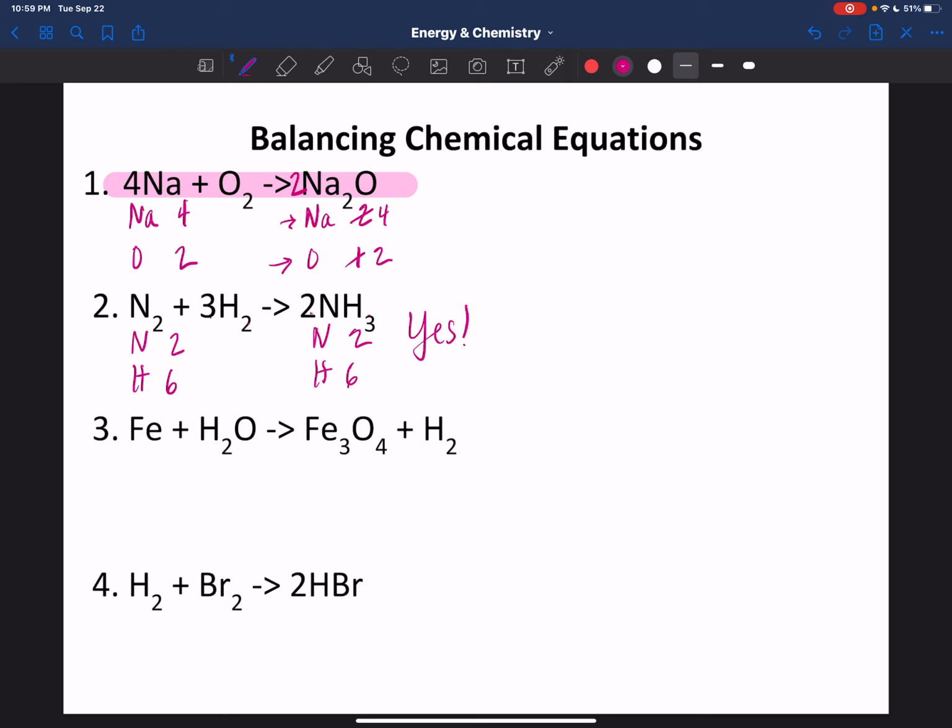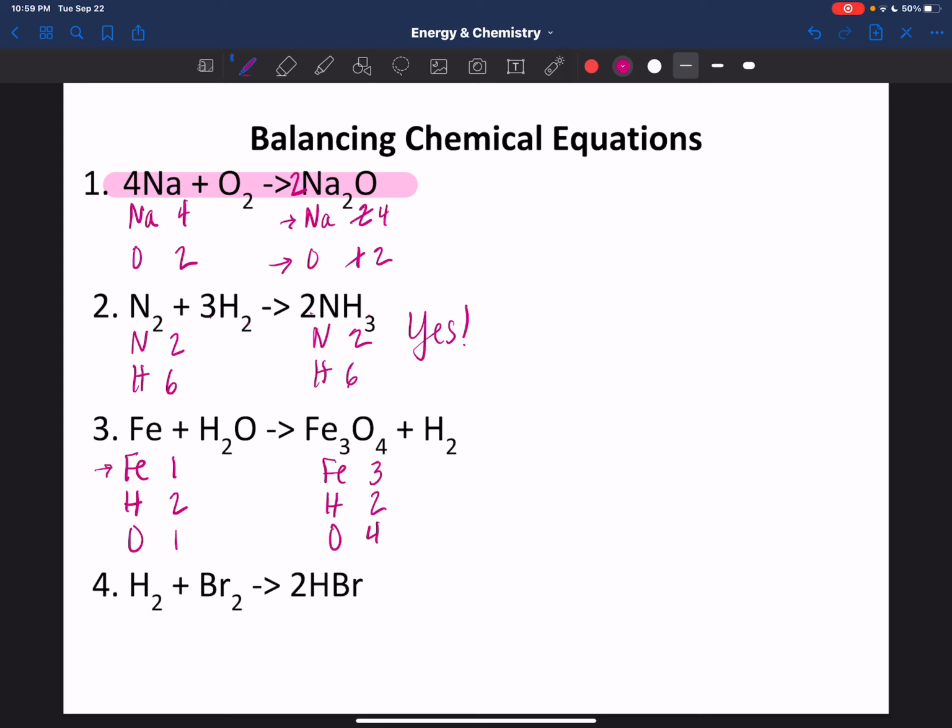And then here, let's list Fe, which is iron, H, O, Fe, H, O. I try to keep them lined up the same, even if they're not necessarily in the same order in the equation. So iron on this side I have 1, hydrogen I have 2, oxygen I have 1. This side for iron I have 3, oxygen has 4, and hydrogen has 2. That's definitely not balanced.